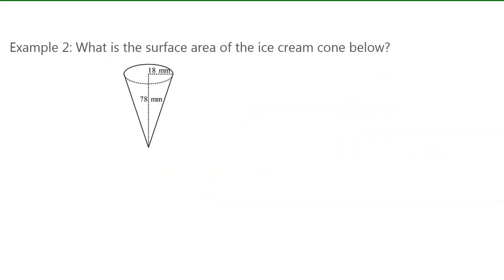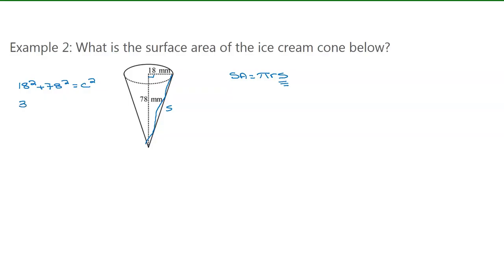Let's look at example 2. It says, what's the surface area of the ice cream cone below? So because there's no top on this ice cream cone, we only need to do pi r s. But we do need s, which we don't have in the diagram. S is this side here, and we don't have that. So I'm going to create my little right triangle and do the Pythagorean theorem. So I'll do that over here.